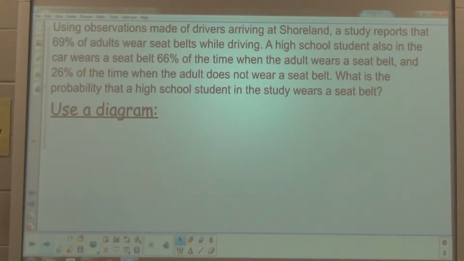So here's our example. Using observations made of drivers arriving in Shoreland, a study reports that 69% of adults wear seatbelts while driving. A high school student also in the car wears a seatbelt 66% of the time when the adult wears a seatbelt, and 26% of the time when the adult does not wear a seatbelt. What is the probability that a high school student in the study wears a seatbelt?